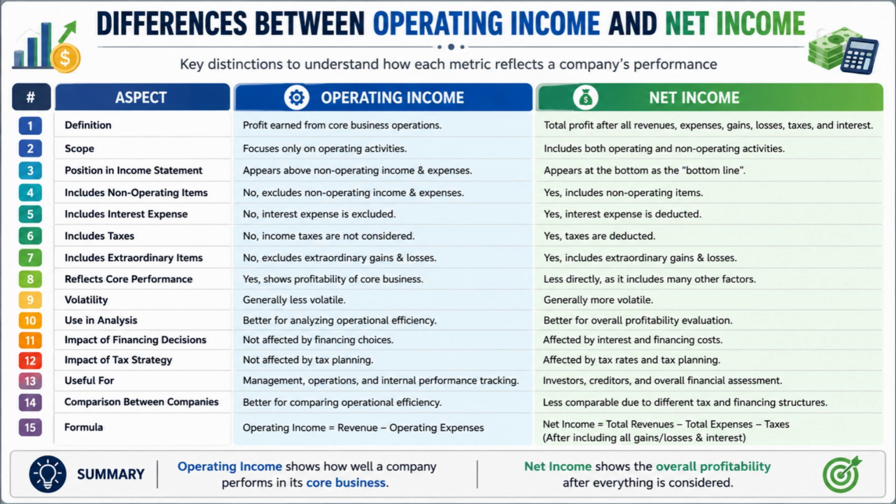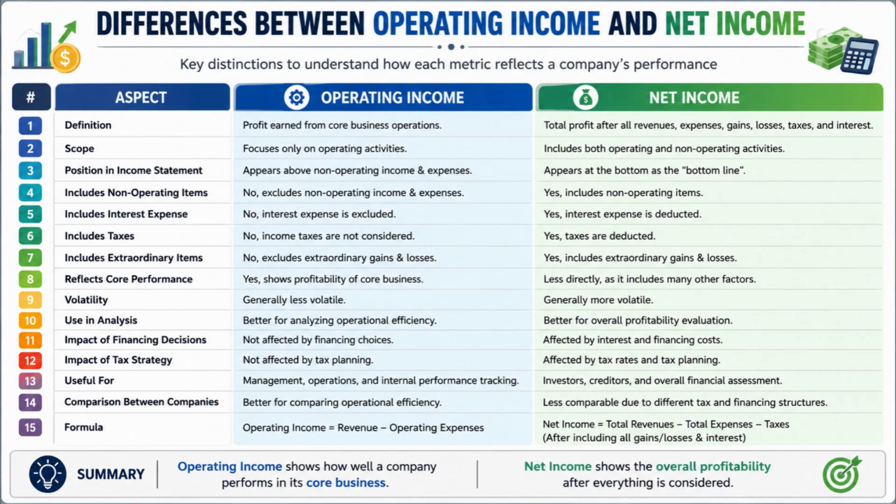Number 7. Operating income generally excludes extraordinary or unusual gains and losses, whereas net income includes their impact on overall profitability. Number 8. Operating income clearly reflects the profitability of core business operations, whereas net income reflects overall profitability from all business activities.